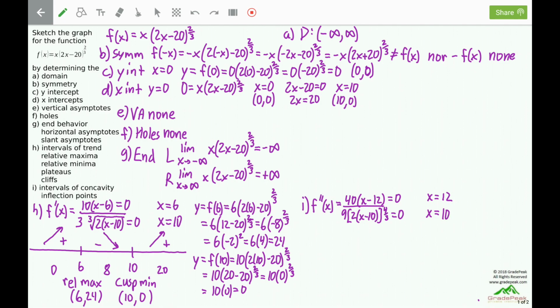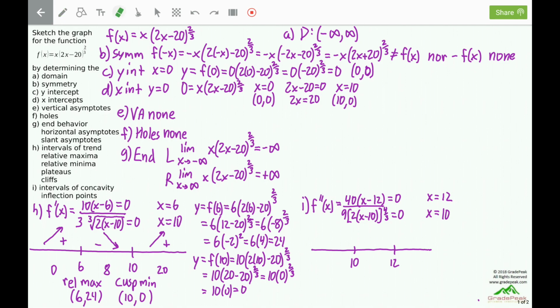We now check to see which of these are in the domain. The domain is all real numbers. X equals 12 and x equals 10 are both real numbers. They are in the domain, and they are both candidate numbers. We can now draw a domain line, a line representing the domain. It has no left end because it starts at negative infinity, and no right end because it ends at positive infinity. We can put each of the candidate numbers on here in order. 10 comes before 12.